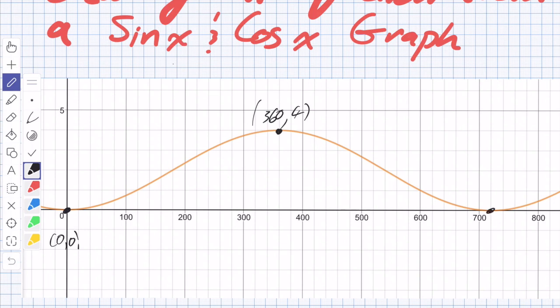Another value here looks like it's at about 720. So right away, I'm thinking the period is 720 degrees. Okay? That's going to be important for us. This is also a minimum. This is also a minimum. This is a maximum. So I have to figure out where's the equation of the axis? I've kind of estimated there.